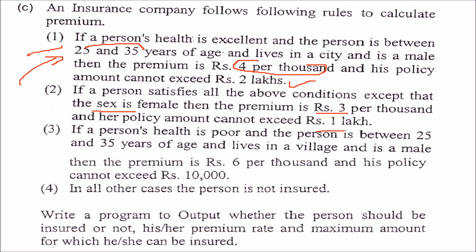Then we have if a person's health is poor and the person is between 25 to 35 age, and he lives in a village and he is a male, then the premium goes to 6 per thousand and his policy cannot exceed 10,000 rupees. In all the other cases, the person is not insured. We have to write a program to output whether the person should be insured or not, his or her premium rate and the maximum amount for which he or she can be insured.